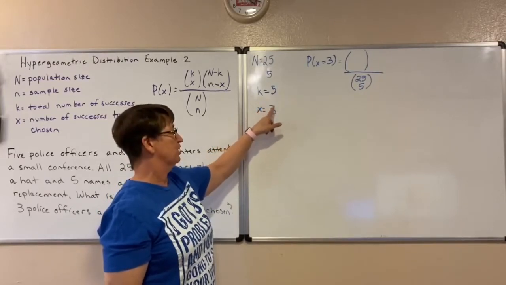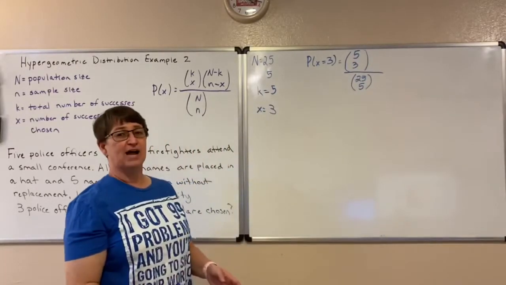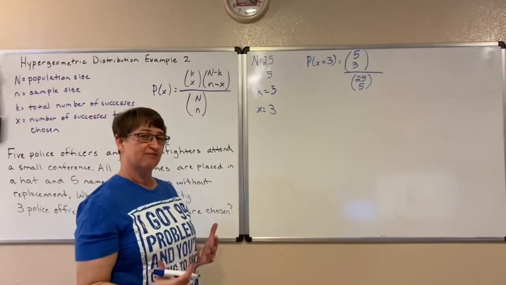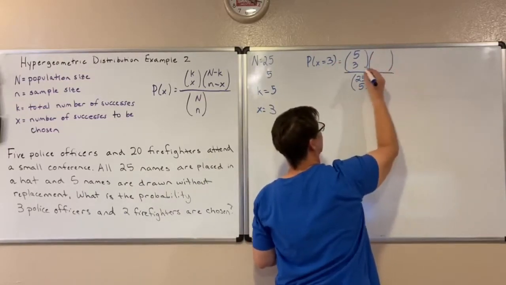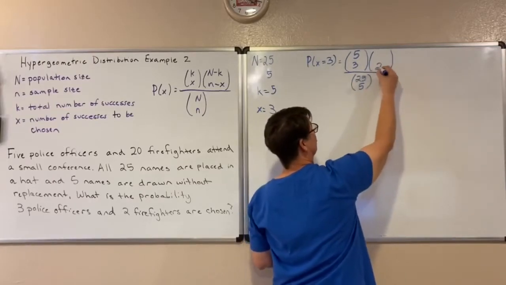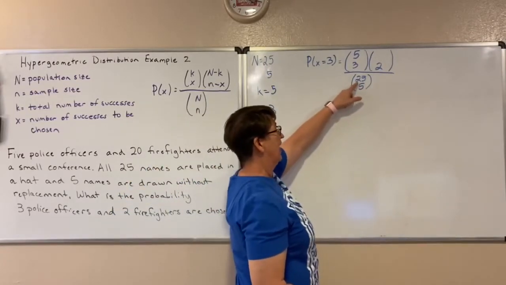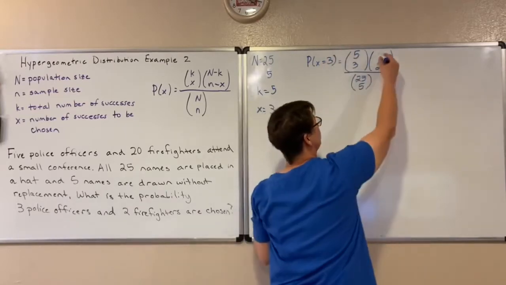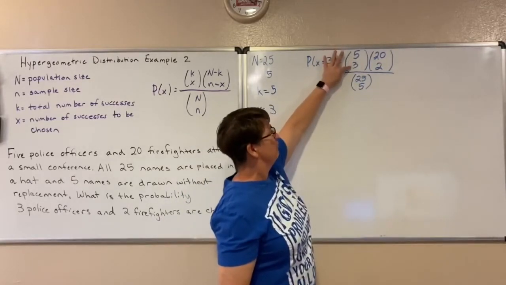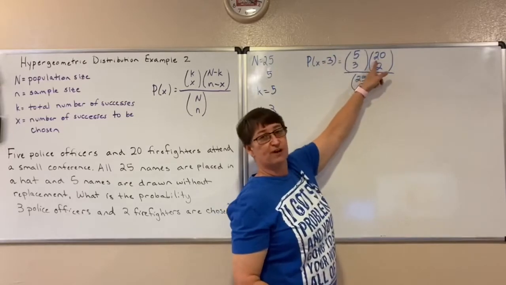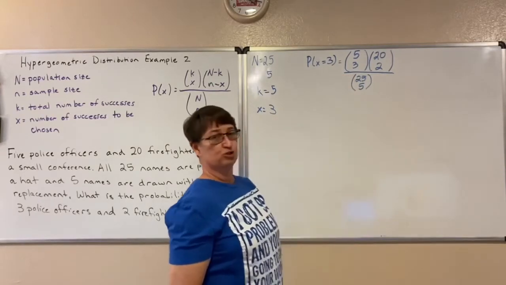On top, we want to draw 3 police officers out of the 5 police officers that we have. So we have 5 and we want to choose 3. So we're using that combination to help us do 5 choose 3. Then we're choosing 5 names and we've only looked at 3 of them. So the other 2 are firefighters. So 5 minus 3 gives me 2. I want to choose 2 firefighters. And then how many total firefighters did I have? Well, 25 minus 5 gives me the 20 firefighters that I have. So here's the total number of police officers and the police officers I'm choosing from those, the total number of firefighters and the number of firefighters we're choosing. And then this is the population and our sample that we're choosing out of there.